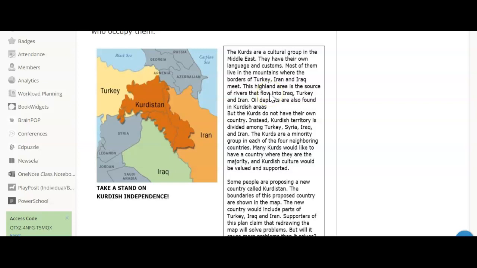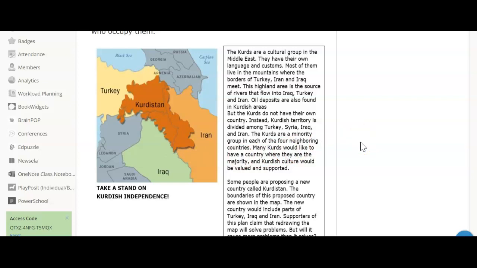Oil deposits are also found in Kurdish areas. But the Kurds do not have their own country. Instead, Kurdish territory is divided among Turkey, Syria, Iraq, and Iran. So you have Kurds living in all of those areas: in Syria, in Turkey, some in Iran, and some in Iraq. Okay? The Kurds are a minority group in each of the 4 neighboring countries.